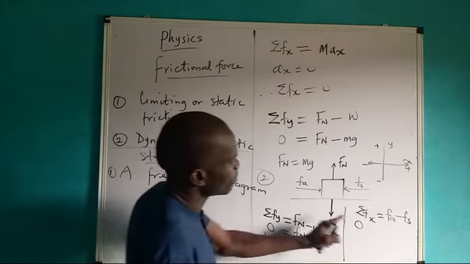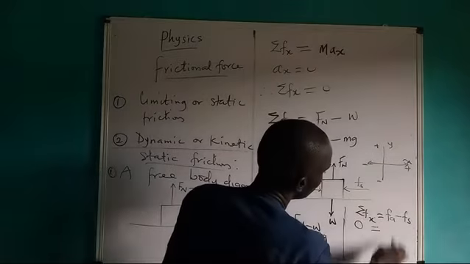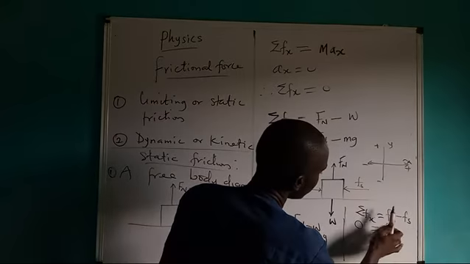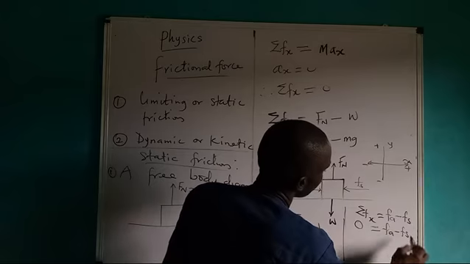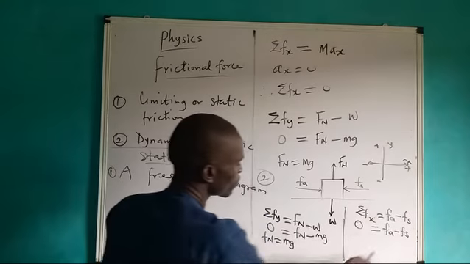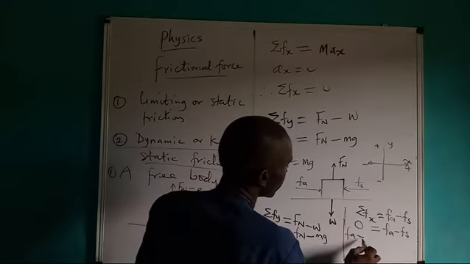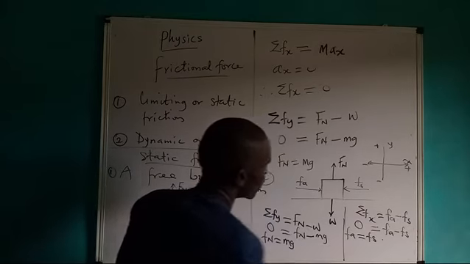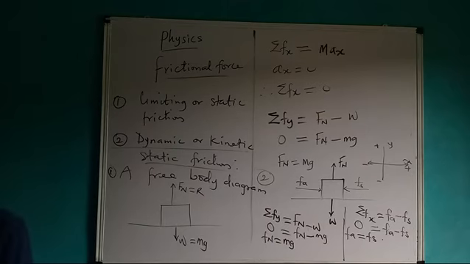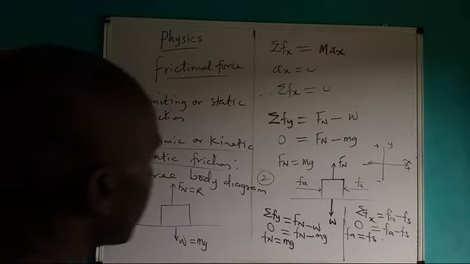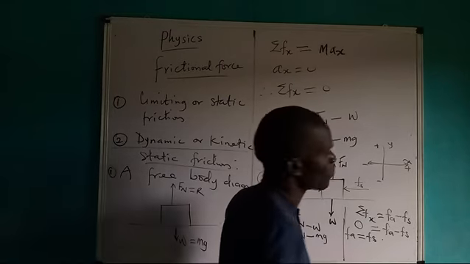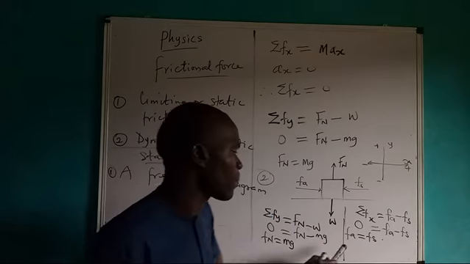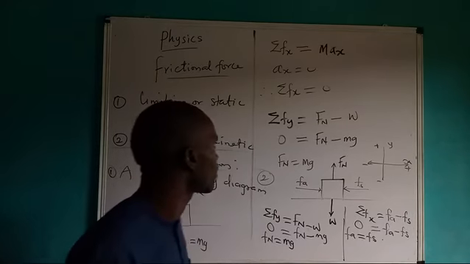It means that the sum of the forces should be 0. At this point, we have Fa minus Fs. Now taking it over, I will have Fa equal Fs. Please don't forget that. It means that for a body to slide, please take note, the applied force must equal static friction.